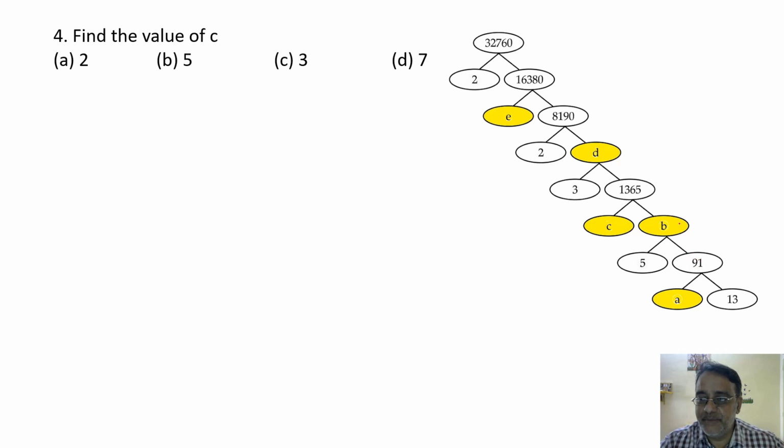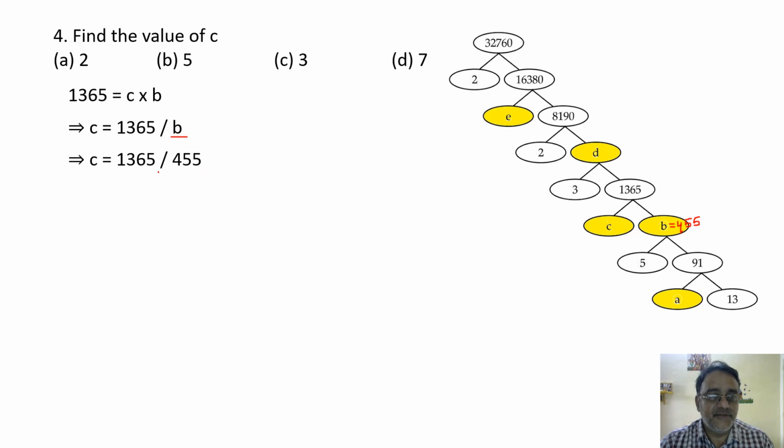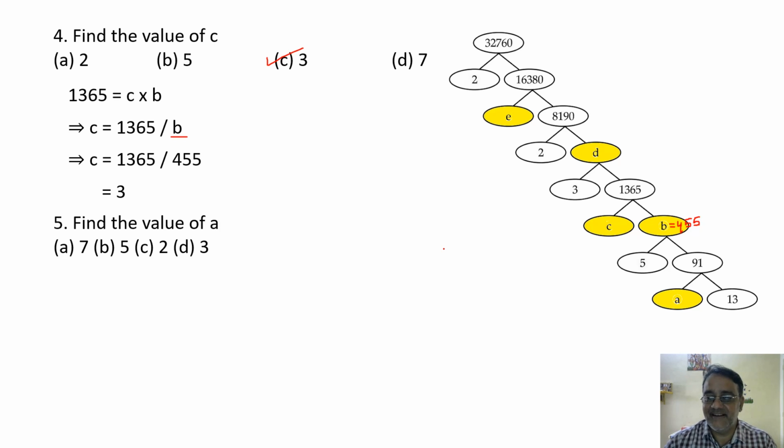हम लोग देखो B we got 455, right? 455 मिला था B. So C कैसे मिलेगा? 1365 divided by B, or 1365 we can write C into B first, right? Now substitute the value of B, that is 455. If you divide, you will get 3, and the correct option is Option C. Right. Now we are moving toward the last question. Find the value of A. 7. Right. Very good. 91 divided by 13, that is 7, and the correct option is A.